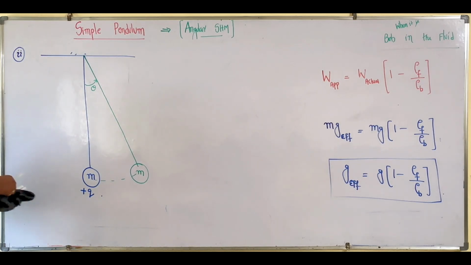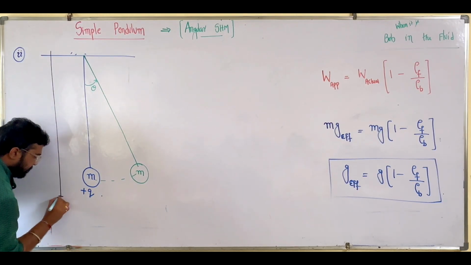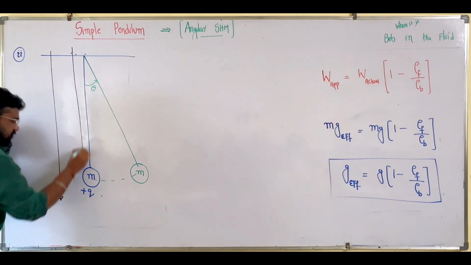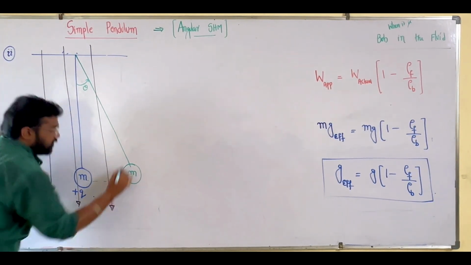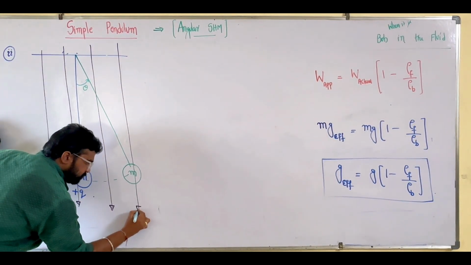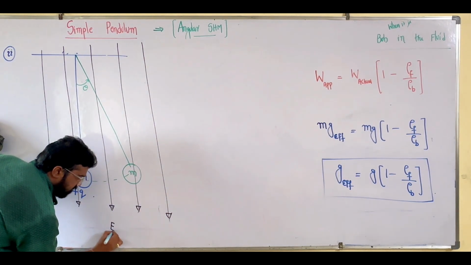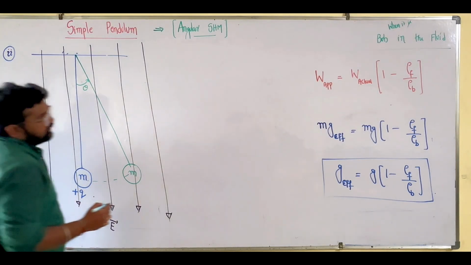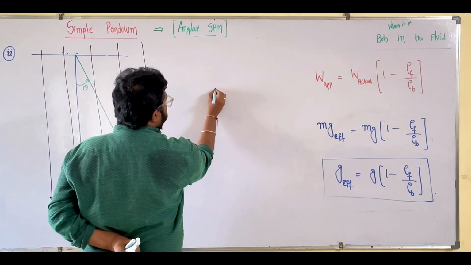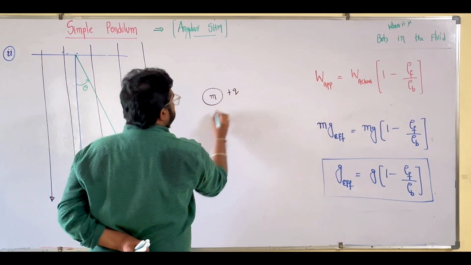So the electric field is acting in this particular direction. Focus here. Electric field is acting. This is E bar, positive charge. What is the force experienced by the positive charge? This is mass M, charge plus Q.